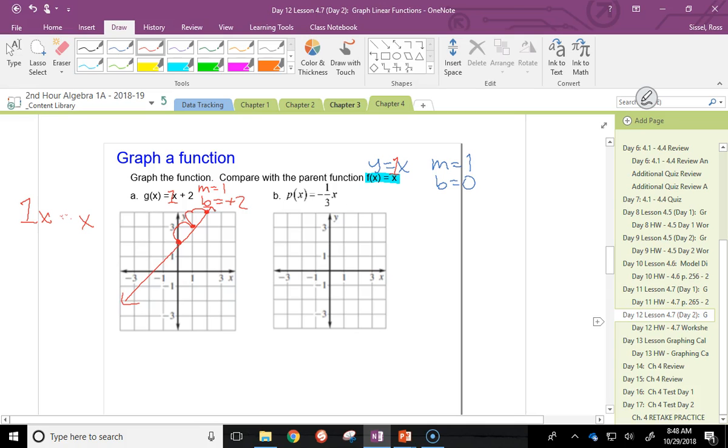So, we have our g of x. Should we graph our parent function? That makes it easier so we can compare. So our parent function: what's our b? 0. And what's our slope? 1. Up 1 over 1, right?